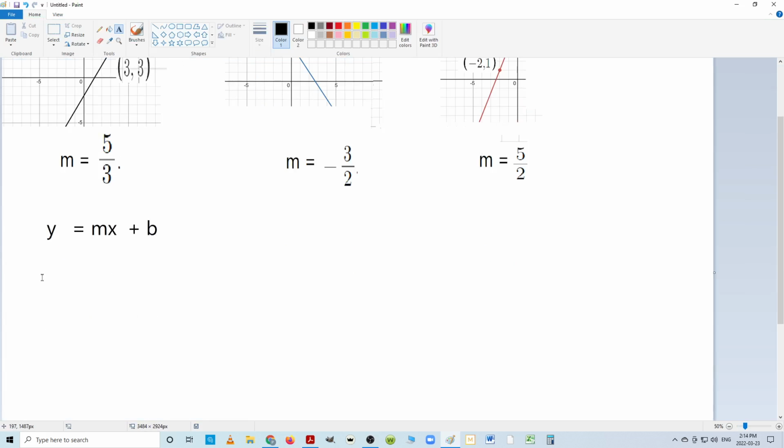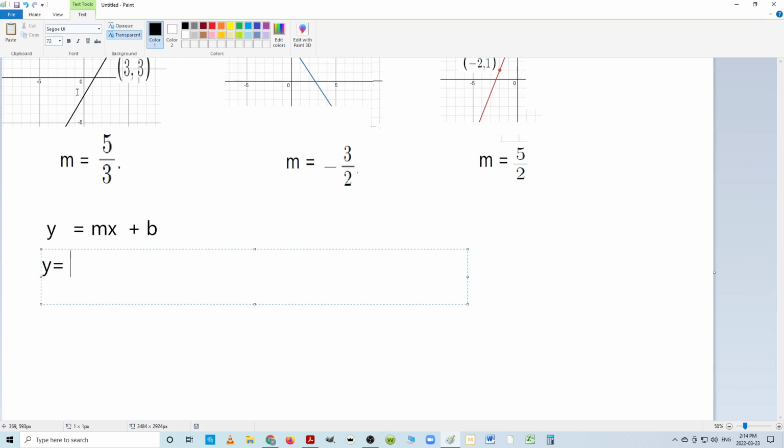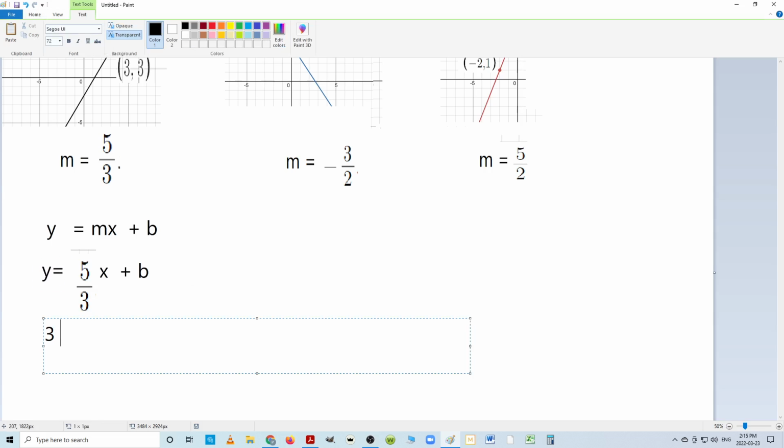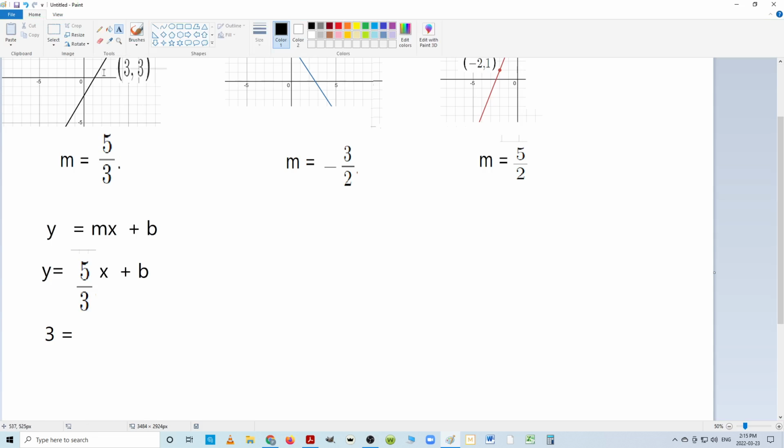And then my next step is I'm going to put the m in there, like this. And then I'm just going to put it times x plus b still. And then they've given me a point. They've given me the point 3 comma 3. So where I see y, I'm going to put in 3. I'm going to keep the 5 over 3 here, like this.